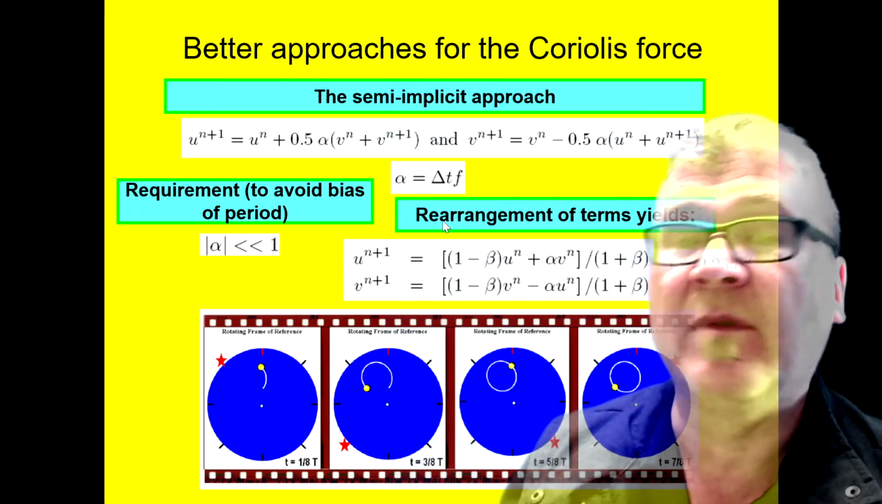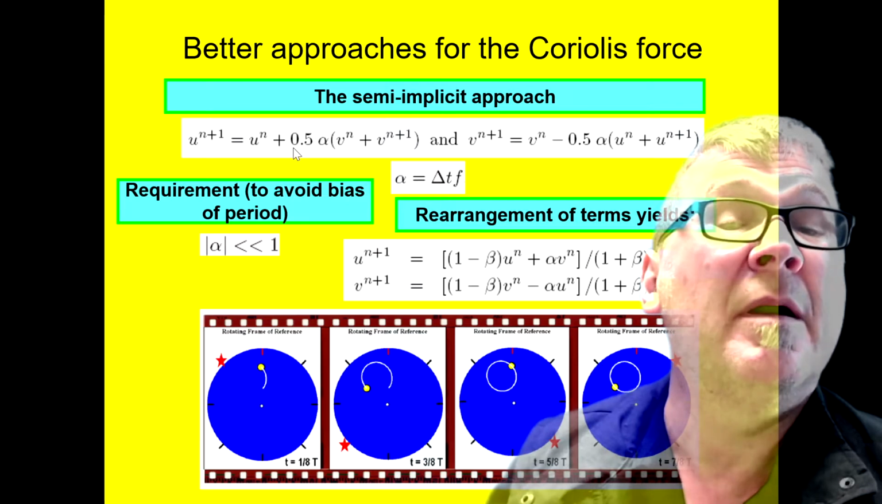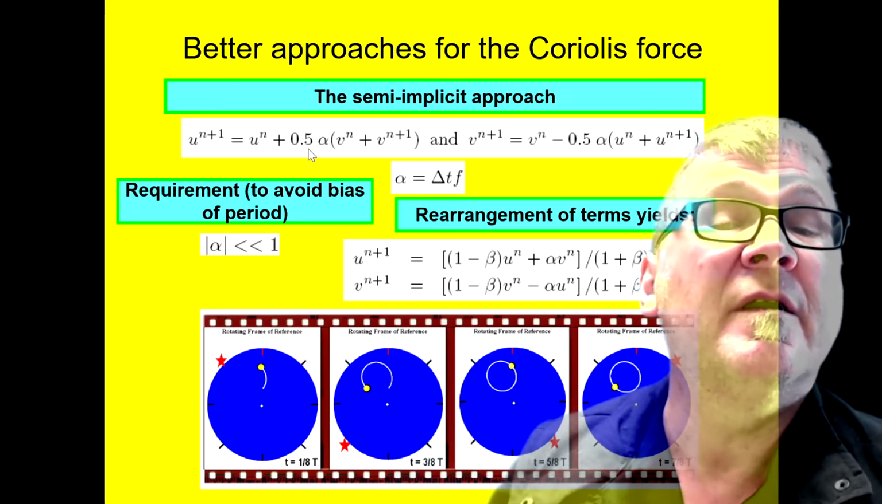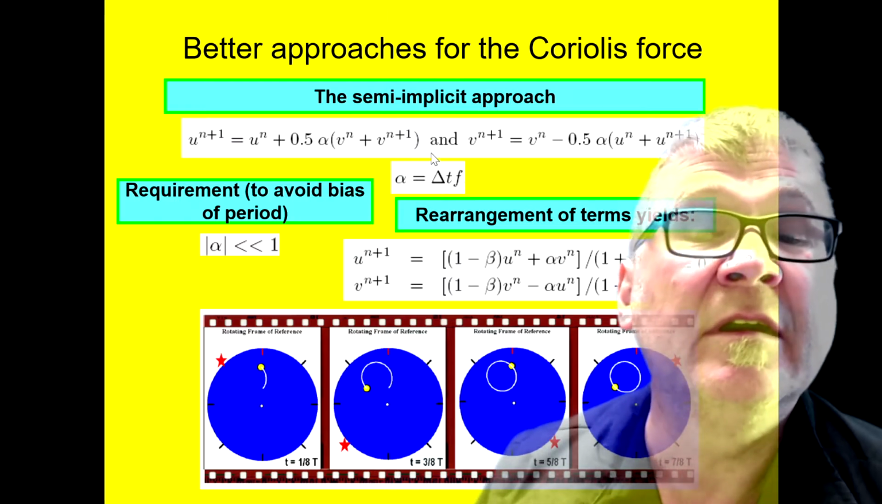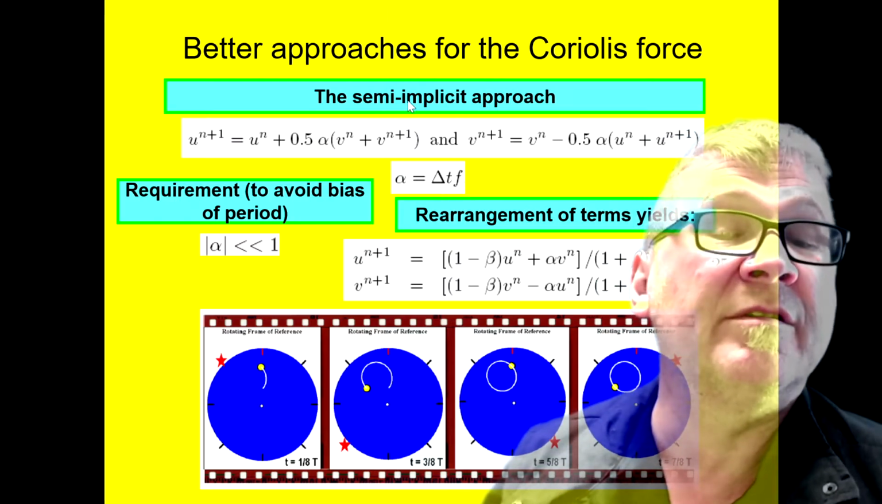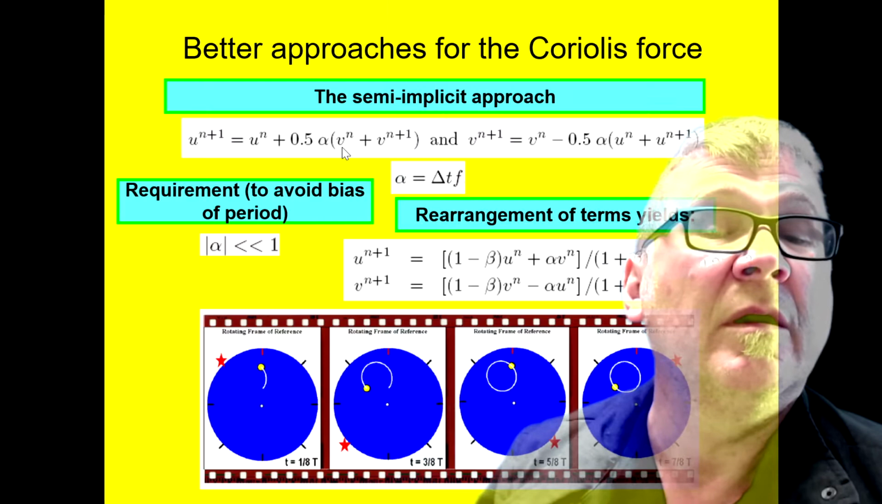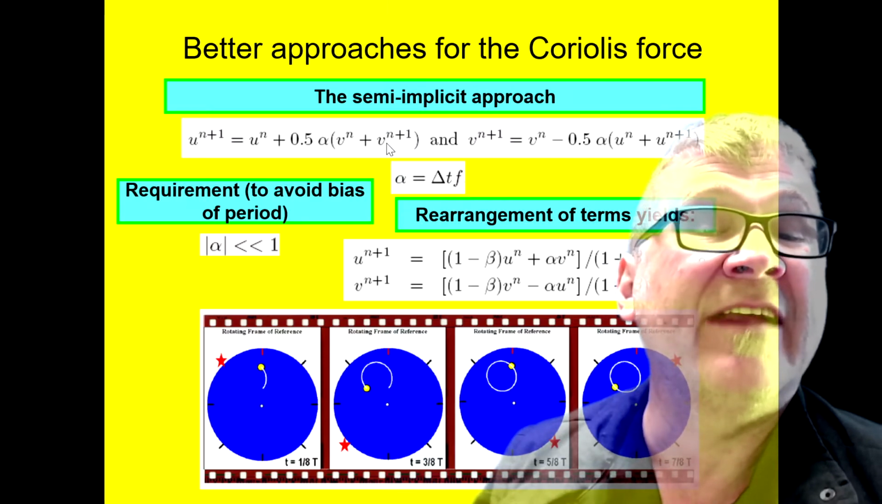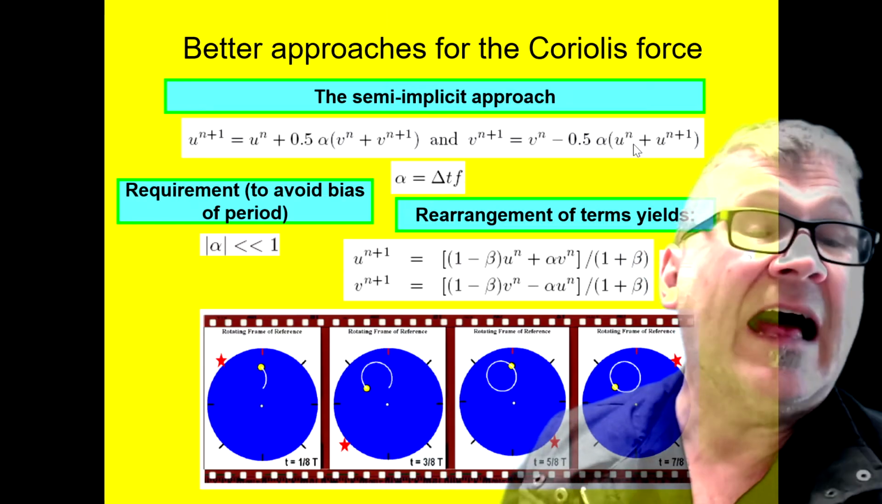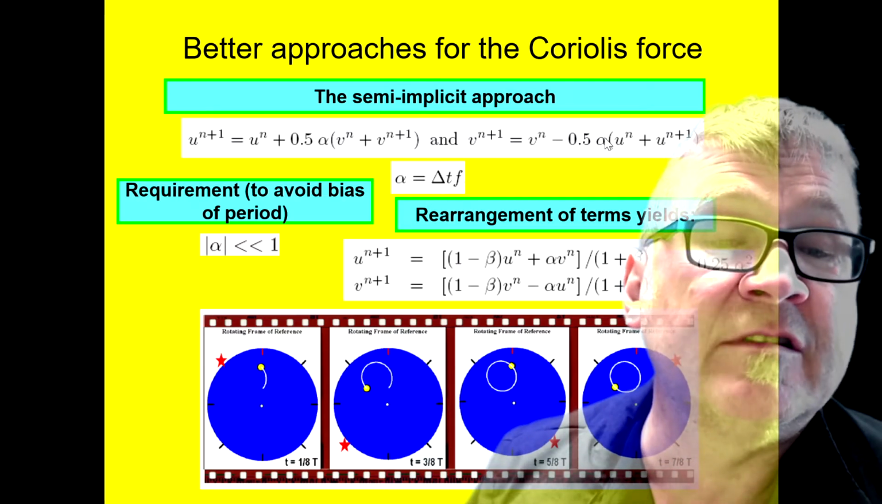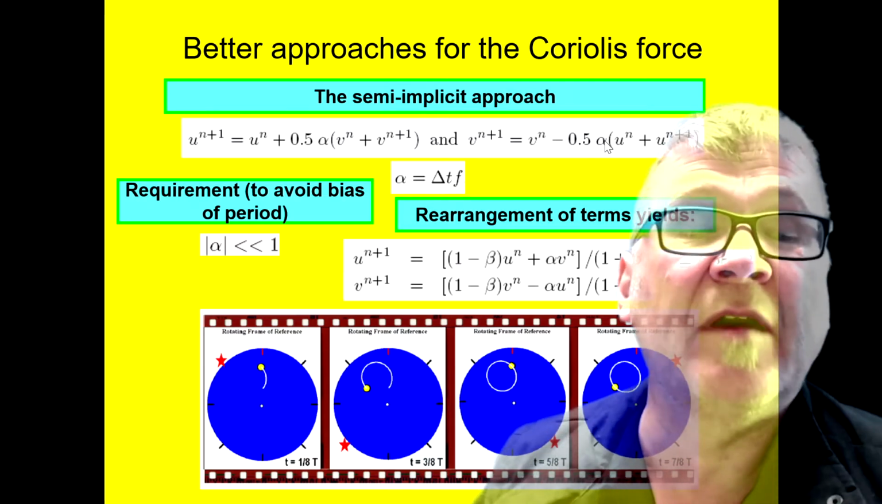Let's activate the mouse. Here we go. You can see 0.5, and then you split up the component of the v velocity component into time level n and time level n plus 1. And the same here for the u. The alpha is just a reformulation of this one. It is just delta t, the time step, times f.